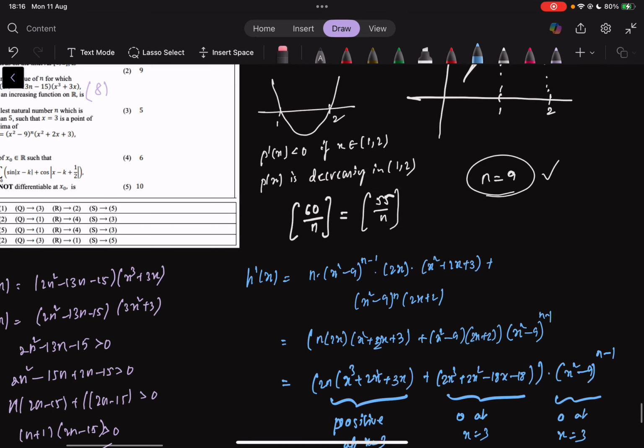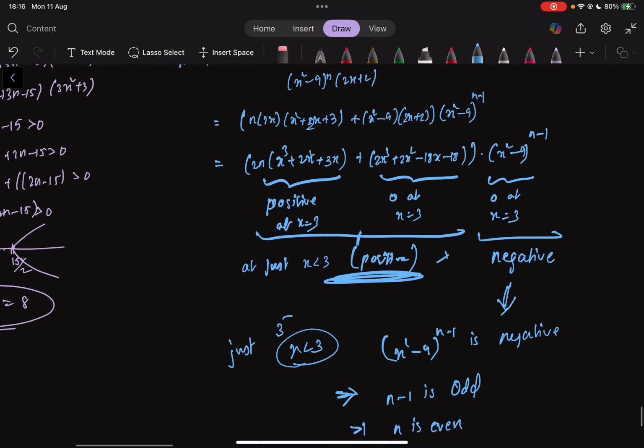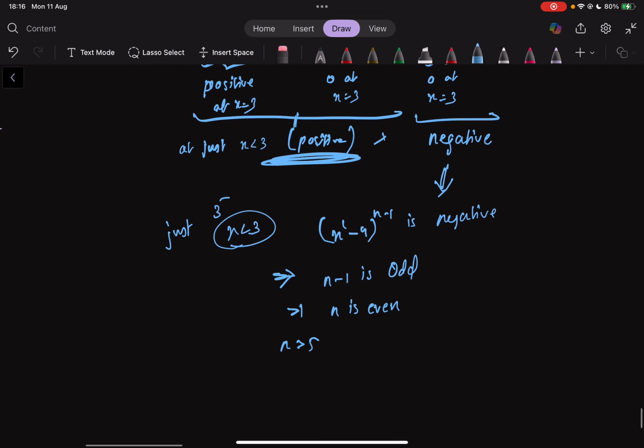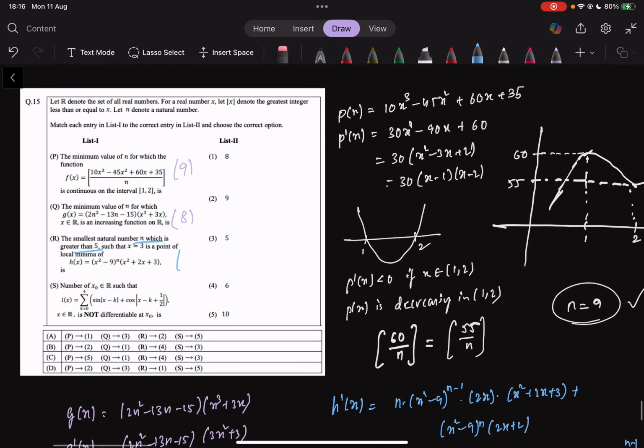Now in the question they have specially given the smallest natural number greater than 5, and we also need an even number. So that means n minimum is 6 in this case. So here it will be 6.